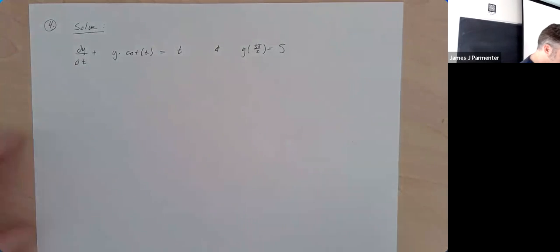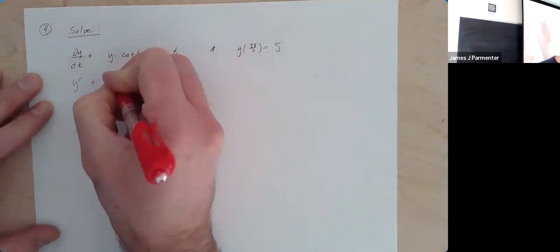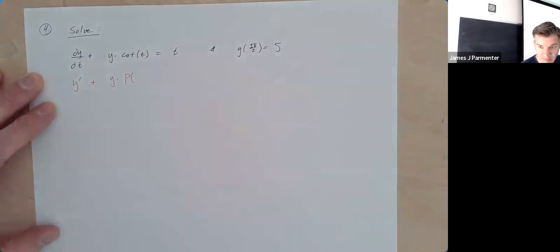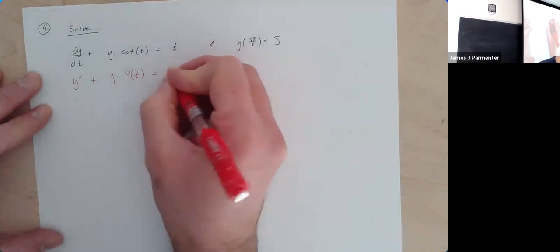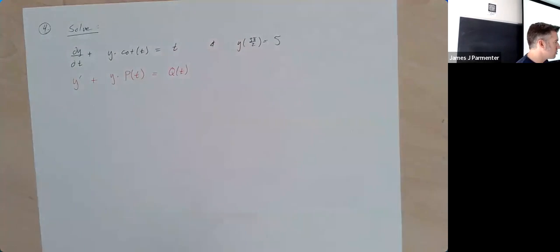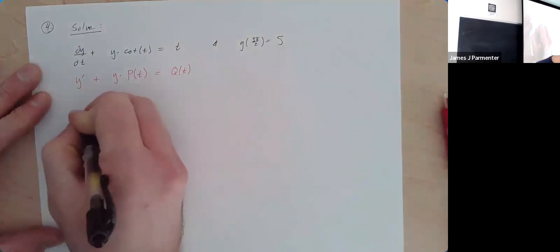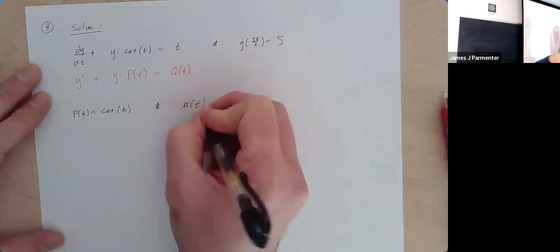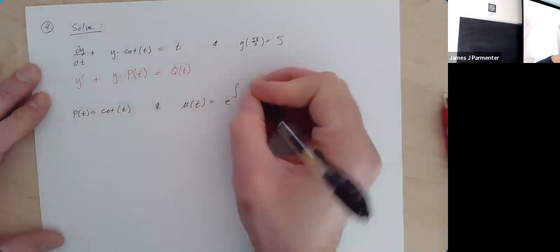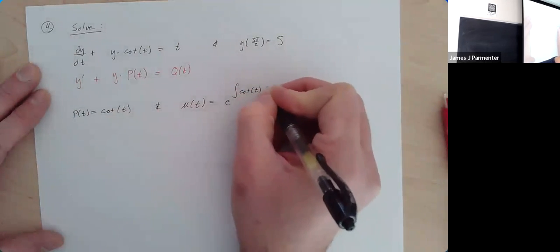I would double check. I would be like, okay, I've got my y prime. I've got my y times my p of t. I'm going to write p of t instead of p of x because my variable is t instead of x, no big deal. And I've got my q of t here. Great, everything's looking straightforward. So p of t is cotangent of t. And then our integrating factor, mu of t, is e to the integral of p of t, which is e to the integral of cotangent of t.